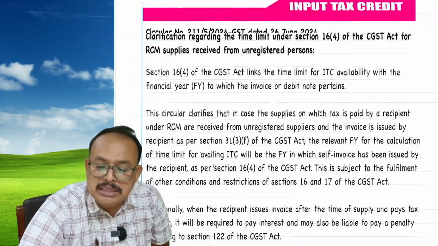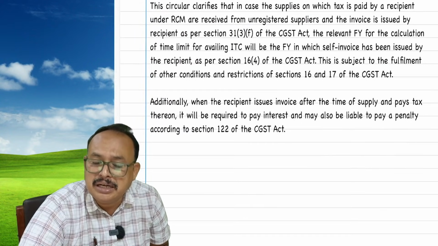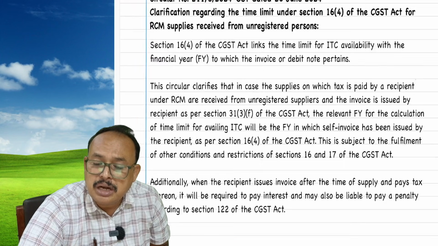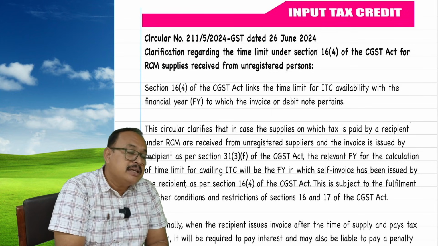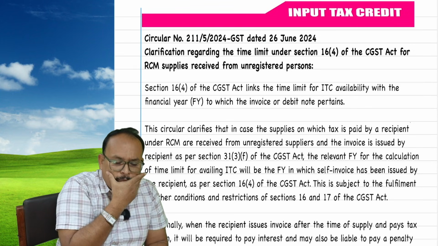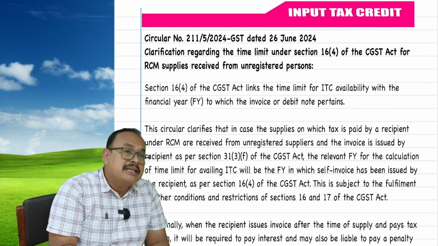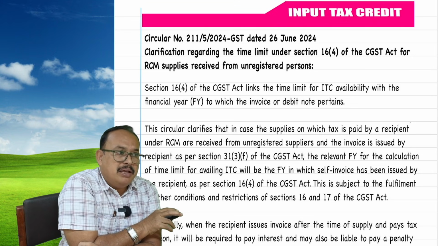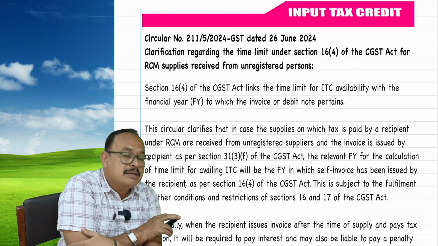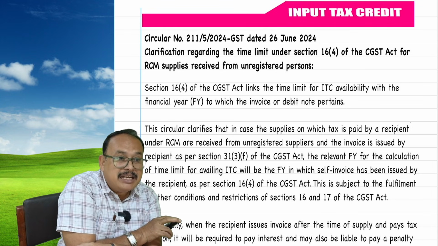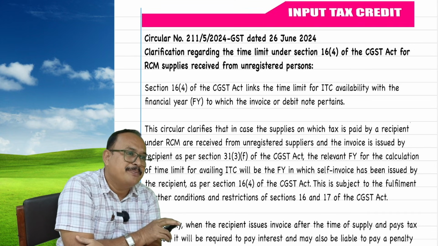Section 16, subsection 4 we have already covered. Then coming to this particular point, a clarification is there. Sir, what about a case of reverse charge? The supplier is an unregistered person, and the recipient is a registered person. Who should issue the invoice? As per Section 31, subsection 3, clause (f), the recipient should issue the invoice.